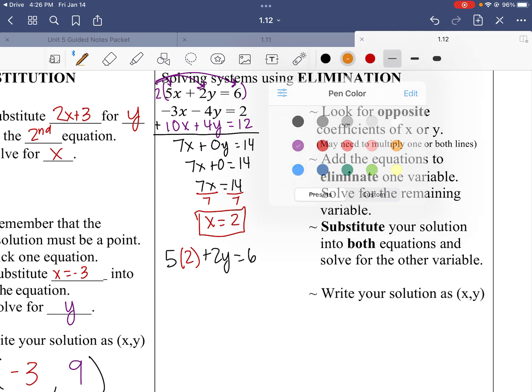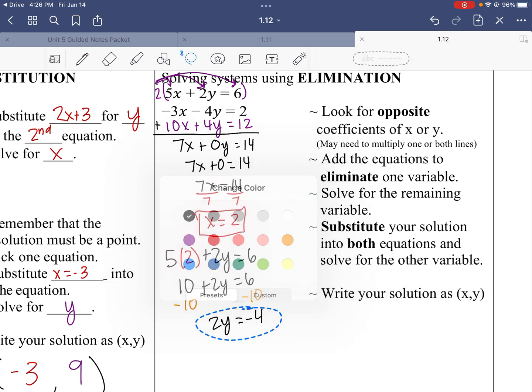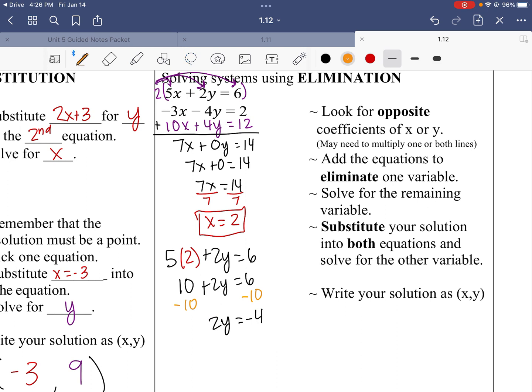Now we can go ahead and simplify here. 5 times 2 is 10, plus 2y equals 6. Now we need to solve for y, right? We have x, we need y. So we're going to go ahead and minus the 10 from both sides. So that would be -4. And then you would divide by 2, and you're going to get that y equals -2.